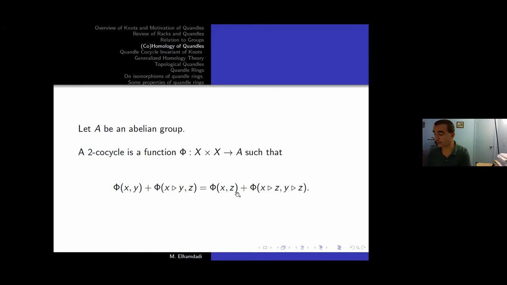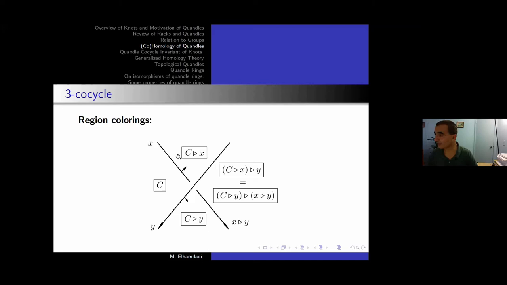Now, if we want the three cocycle, I have to really move a little bit quicker. We can do what's called the shadow coloring, or the coloring of the regions. First you color the arcs by the variables x, y, x triangle y, and you color the regions. This will be a region, this is another region, etc. And the rule is this: when I go from this region to this one, the C becomes C triangle x, and this basically tells you that this region coloring is well defined because of the right distributivity.